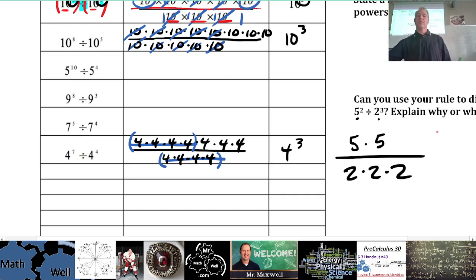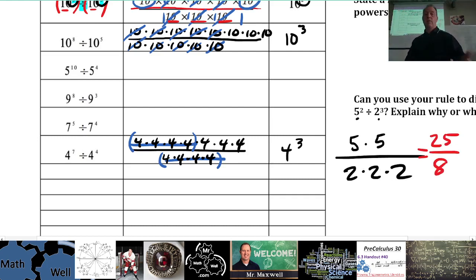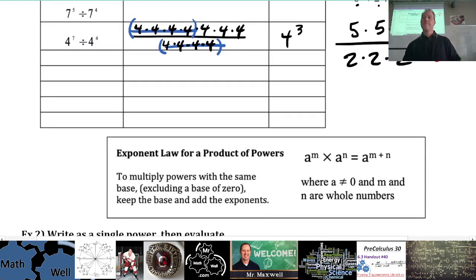So we would just have to write this as 25 over, what's 2 cubed? 8. Very good. 25 over 8. And that's the way we'd have to leave that. That's simplified. We're done. Okay? Yes, it's simplified.